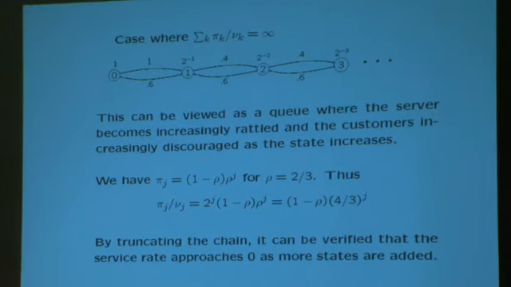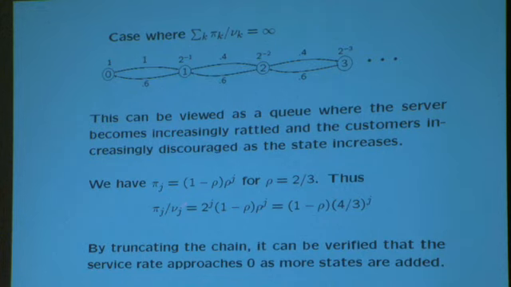Because if you look at pi sub j, which is supposed to be 1 minus rho times rho to the j. Rho is 2/3, it's lambda over mu. So it's lambda over lambda plus mu over rho plus lambda plus mu. That's 0.4 divided by 0.6, which is 2/3. If we look at pi sub j over nu sub j, that's equal to 2 to the j times 1 minus rho times rho to the j. That's 1 minus rho times 4/3 to the j.